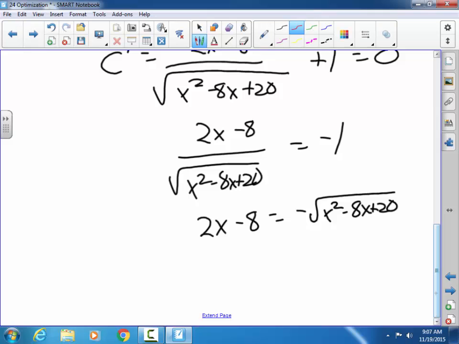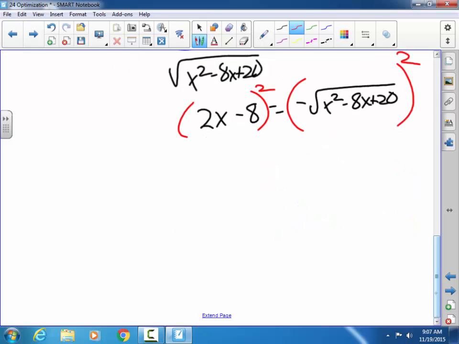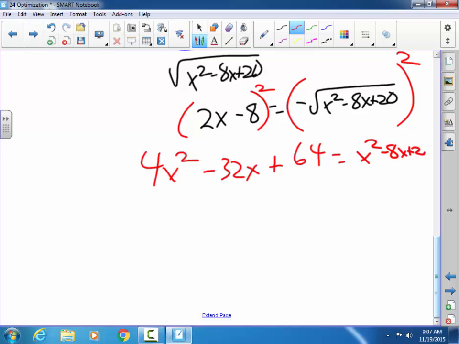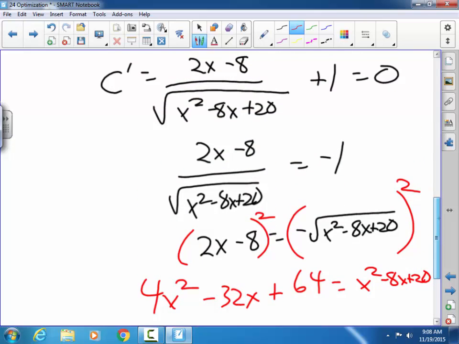How can we get rid of the square root? If we square both sides. See how much fun we're having now? Square the front. Square the back. Twice the product of the two. Equals. When we square this, the negative goes away and the square root goes away. This is probably one of the hardest problems I've ever seen. From a mathematical perspective, it is.